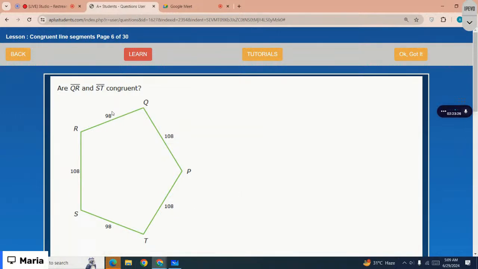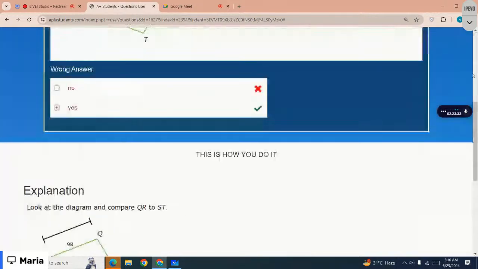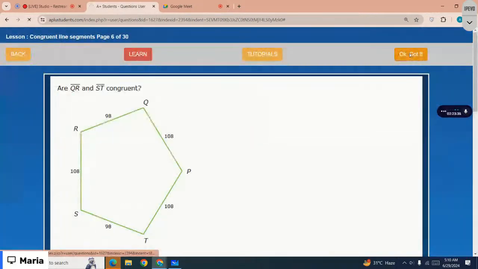QR is 98 and, oh yes, they are congruent. ST is 98, right? Okay, got it. Yes, they are congruent because they have the same side lengths.